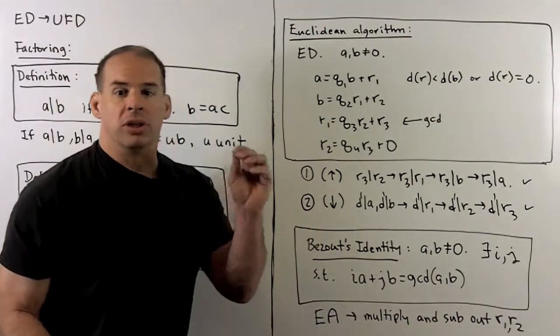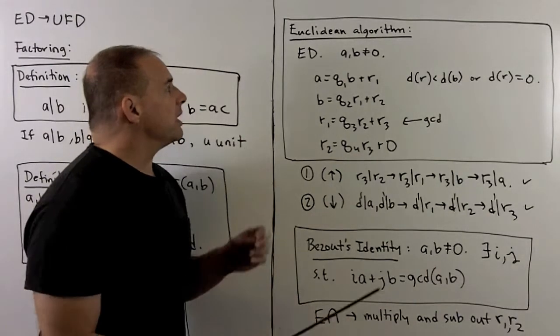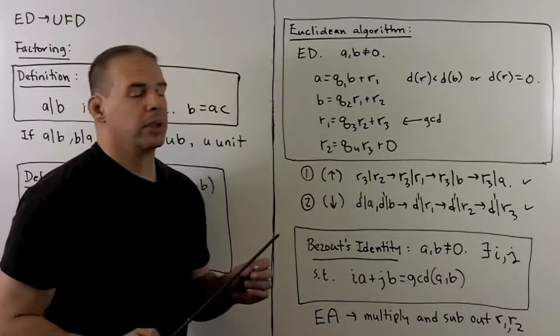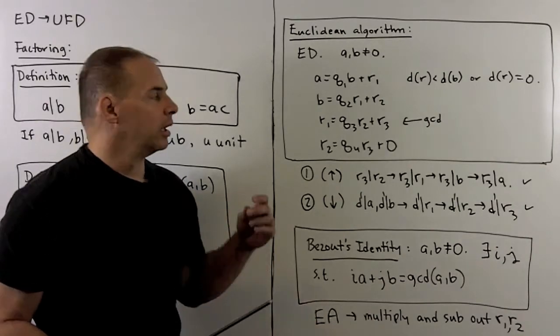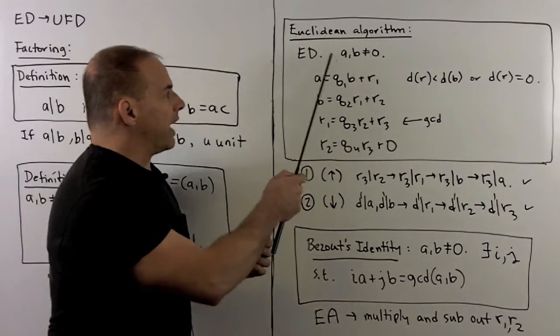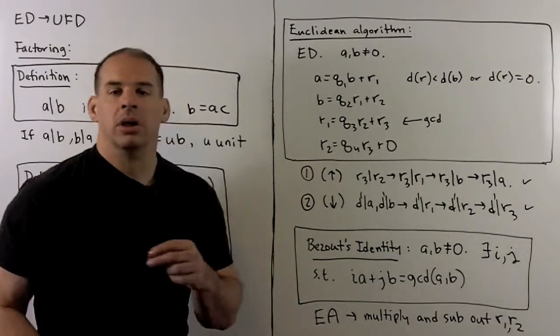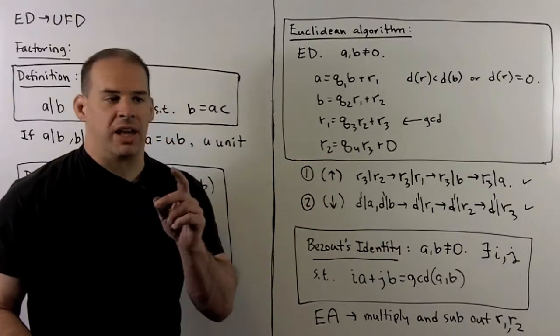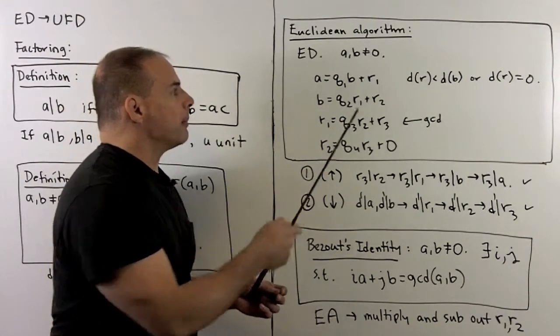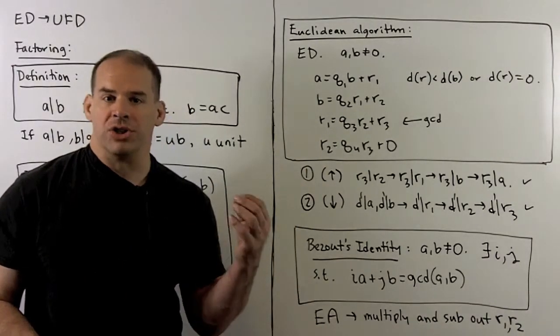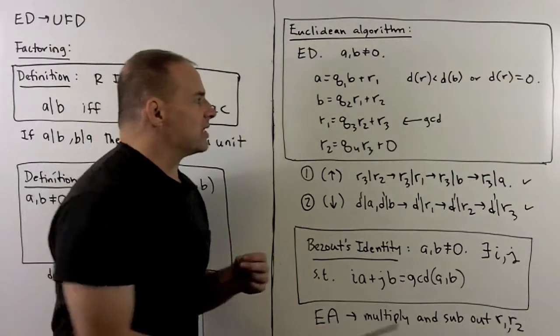If we focus on Euclidean domains, the first step is the Euclidean algorithm. This is going to let us compute greatest common divisors. Now the procedure is, we have A and B non-zero. The Euclidean domain property says that I can find Q and R such that A is equal to Q times B plus R, where either D of R is 0 or D of R is strictly less than D of B.